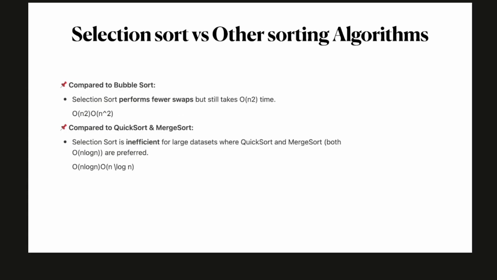Now let's get into the comparison of selection sort with other sorting algorithms. For example, bubble sort is another simple sorting algorithm. If you compare with bubble sort, selection sort performs fewer swappings, but it still requires order of n square time complexity. And when compared with quick sort and merge sort, these are quite efficient algorithms. Selection sort is inefficient for larger datasets, where quick sort and merge sort can perform in order of n log n time complexity. So no need to worry about selection sort for sorting.